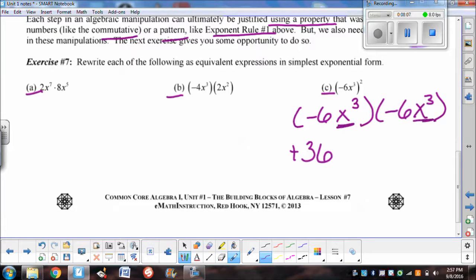x to the 3rd and x to the 3rd. We have multiplication. The bases are alike. What is our exponent rule? It tells us when the bases are alike, what do we do with those exponents? And hopefully you're saying, Mrs. Swinson, you add them. So this initial problem in simplest form is 36x to the 6th.